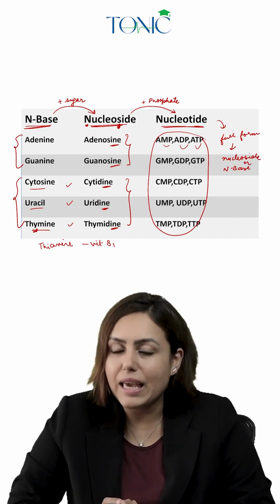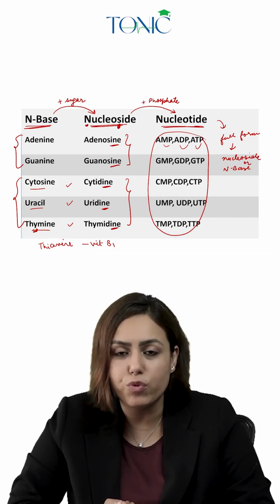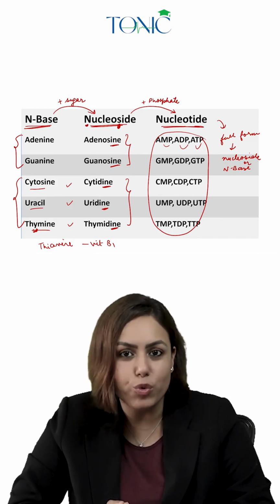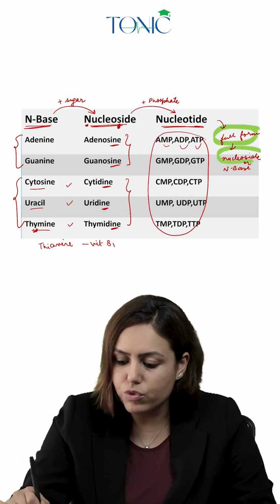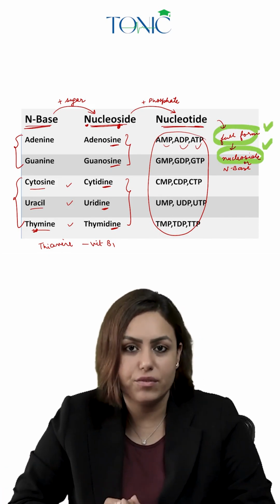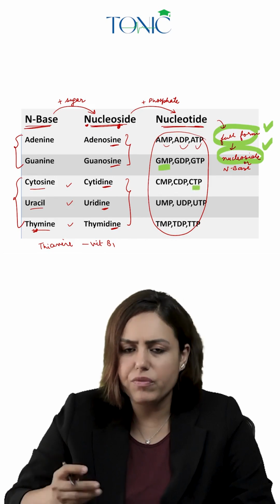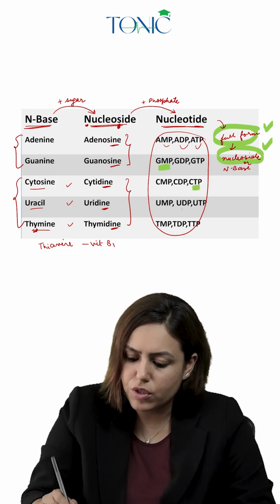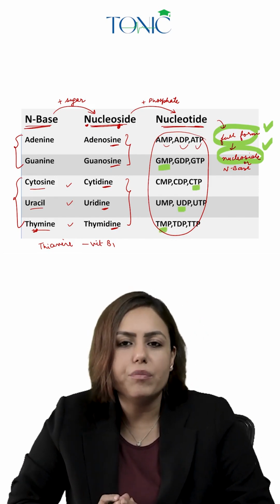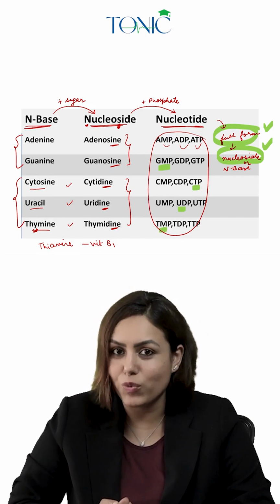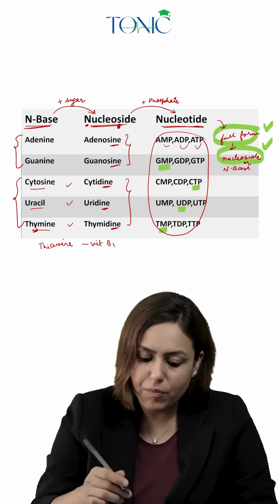Yes, for example, AMP. What is the full form of AMP? Is it adenine monophosphate or adenosine monophosphate? Yes, it is adenosine monophosphate. So for the full form of nucleotide, you have to use the name of nucleoside, right? So GMP will be guanosine monophosphate, CTP will be cytidine triphosphate, UDP will be uridine diphosphate, TMP will be thymidine monophosphate, right? This way.